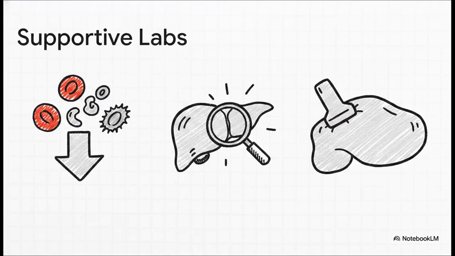Beyond just the cultures, you're definitely going to order some supportive labs. A complete blood count will classically show pancytopenia. That's a drop in red cells, white cells, and platelets across the board. Because the liver takes a big hit, your liver function tests are going to show deranged AST and ALT enzymes. And if you grab an abdominal ultrasound, it's going to visually confirm that splenomegaly and reveal mesenteric lymphadenopathy, basically proving that lymphatic invasion we talked about earlier.